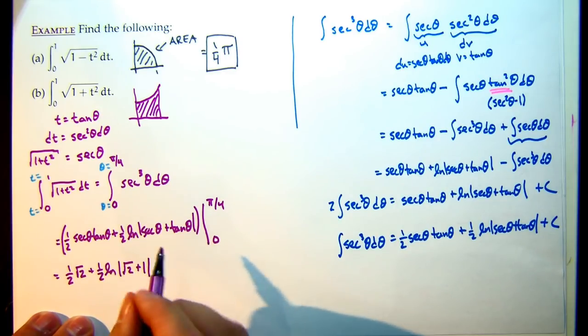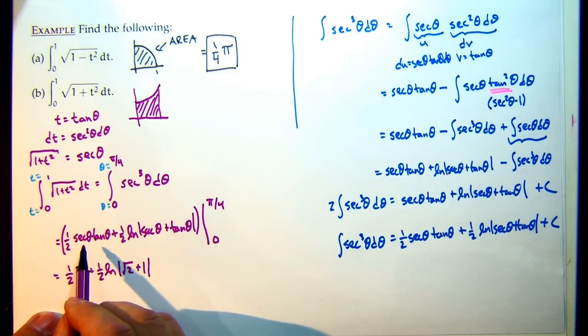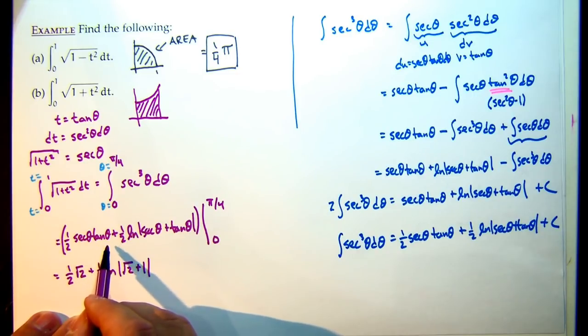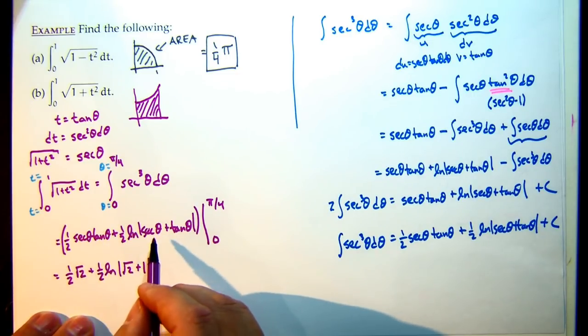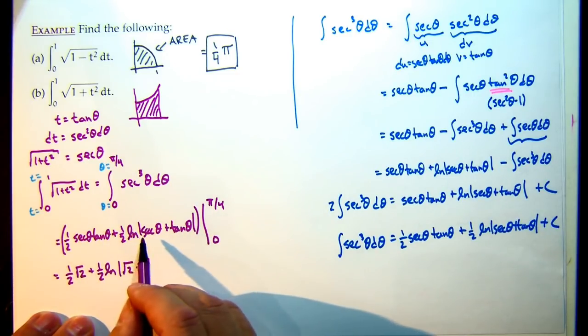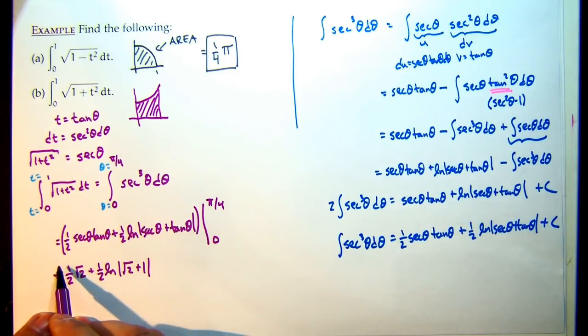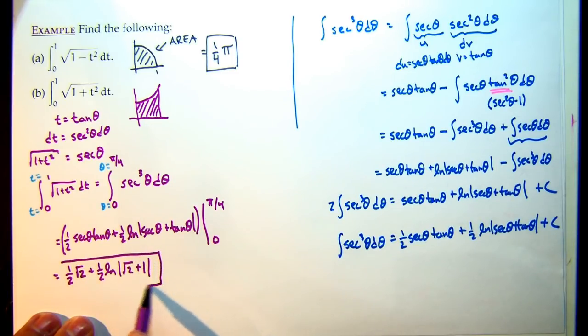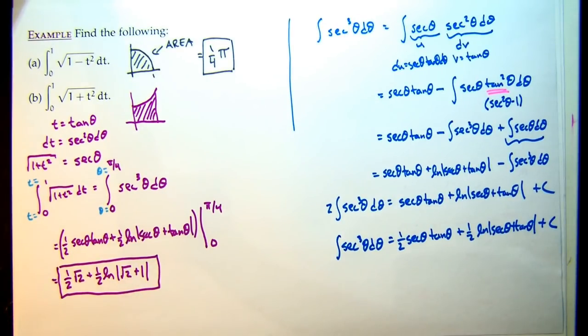Okay, then plug in 0. Secant of 0 is 1. Tangent of 0 is 0, so the first term goes away. And then I get log of 1 plus 0, but log of that is 0, so that goes away. And so our final answer is 1/2 square root of 2 plus 1/2 log of square root of 2 plus 1. Aha! Exactly what we would have suspected when we started this problem.